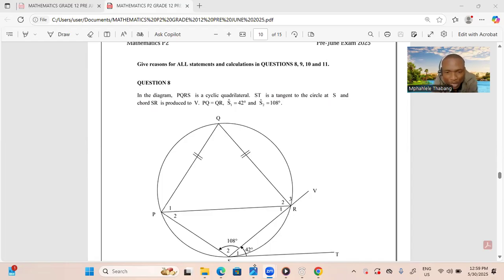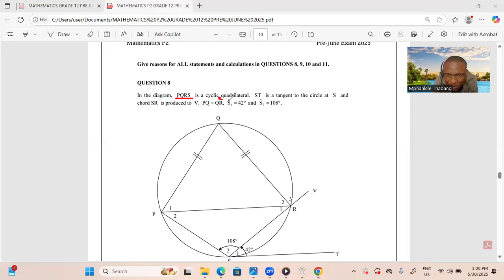This is a pre-June exam Euclidean geometry question. Let's read the information of question 8. They are saying in the diagram, PQRS is a cyclic quadrilateral. Let me annotate: PQRS is a cyclic quadrilateral. You need to remember the theorems of a cyclic quad, because a cyclic quadrilateral will obviously be there in your exam. So you need to remember your theorems very well.